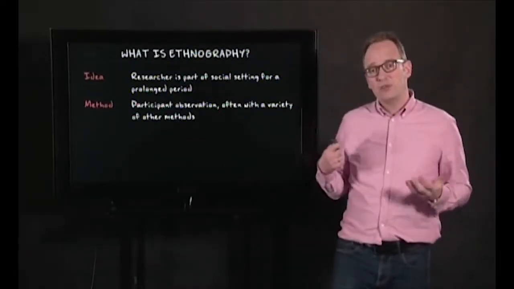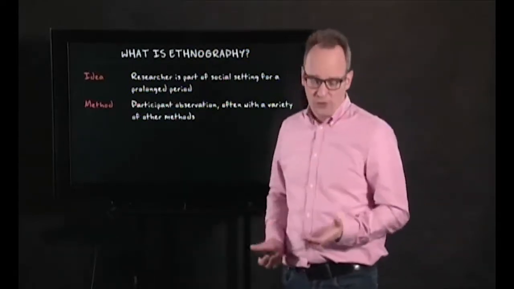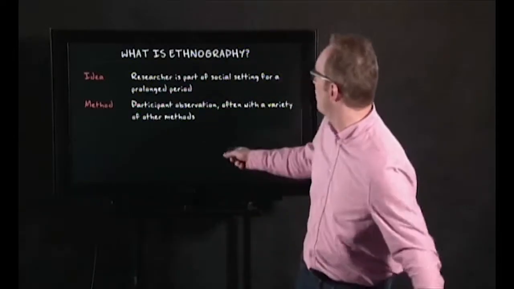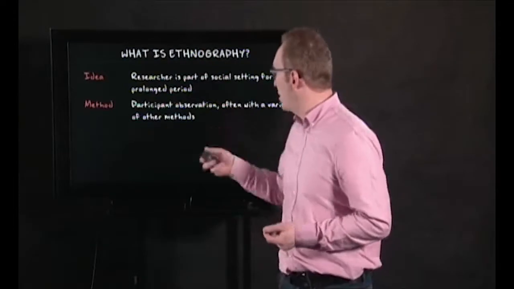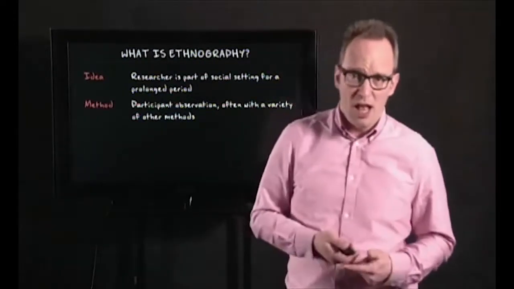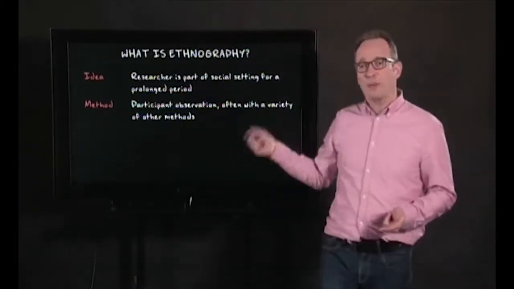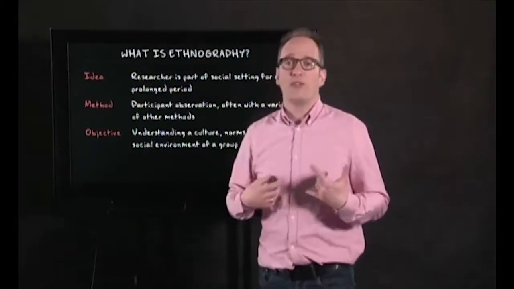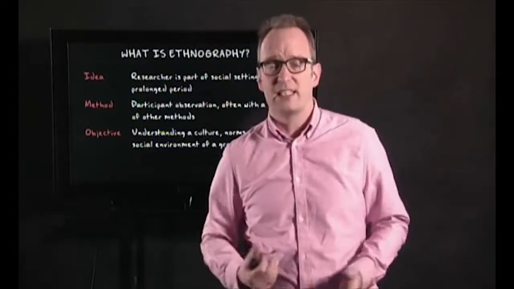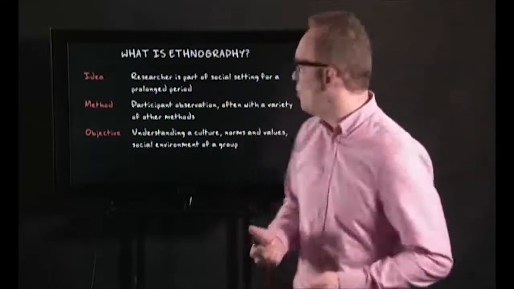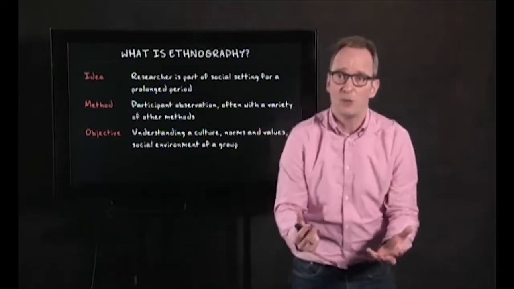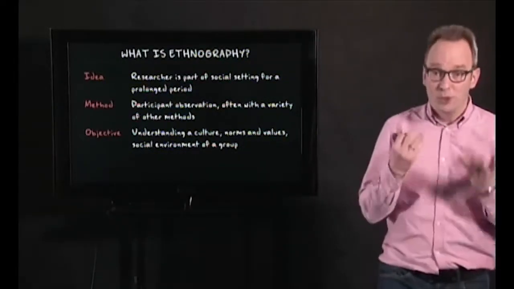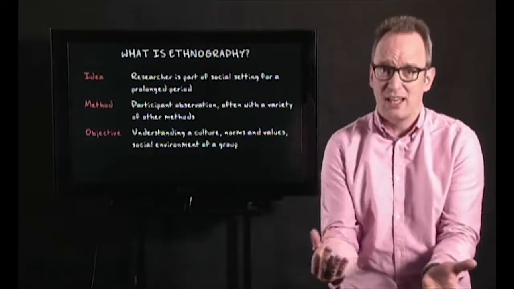And for many researchers, ethnography is equated with the main method within ethnography, and that is participant observation. In another lecture, I will say something about participant observation, but ethnography is often combined with other methods. The goal of ethnography is to try to understand the people in the study. So by staying for a prolonged period of time with people, participating with them, as well as observing them, we try to understand a certain group.